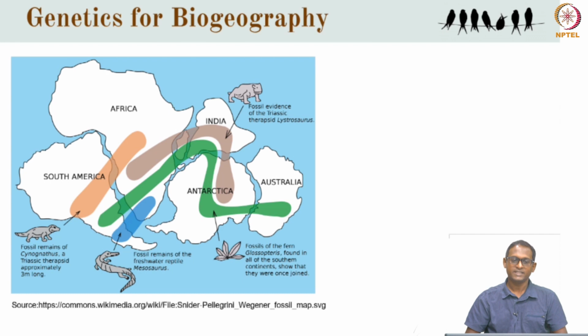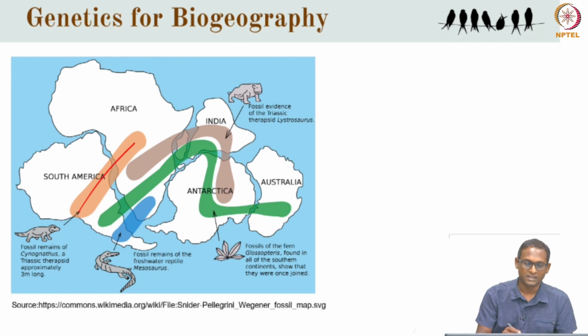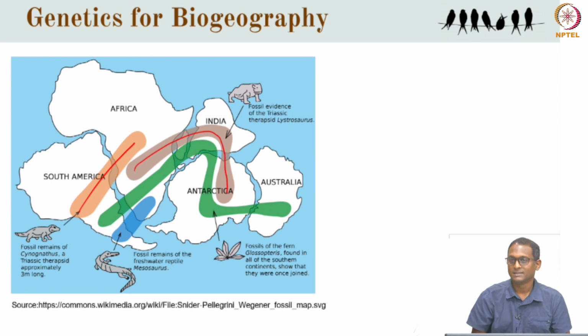You can also use genetic data for understanding biogeography, and by biogeography you mean the relationship between organisms based on their genetic samples from different areas. For example, you could sample between South America and Africa, or across Africa, India and Antarctica. There may be some interesting relationships that show up with genetic data.